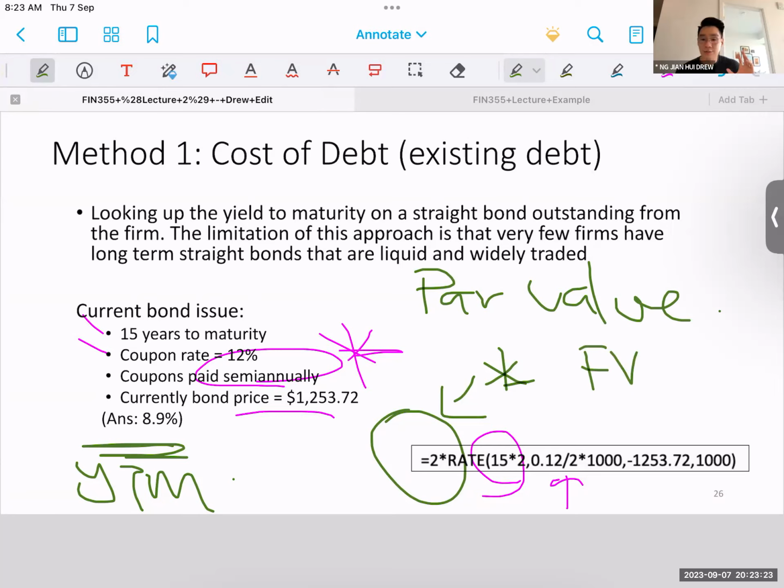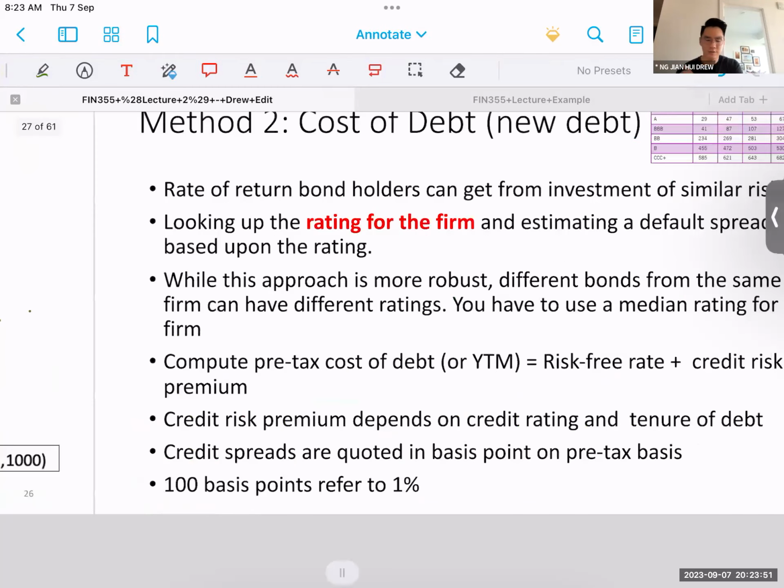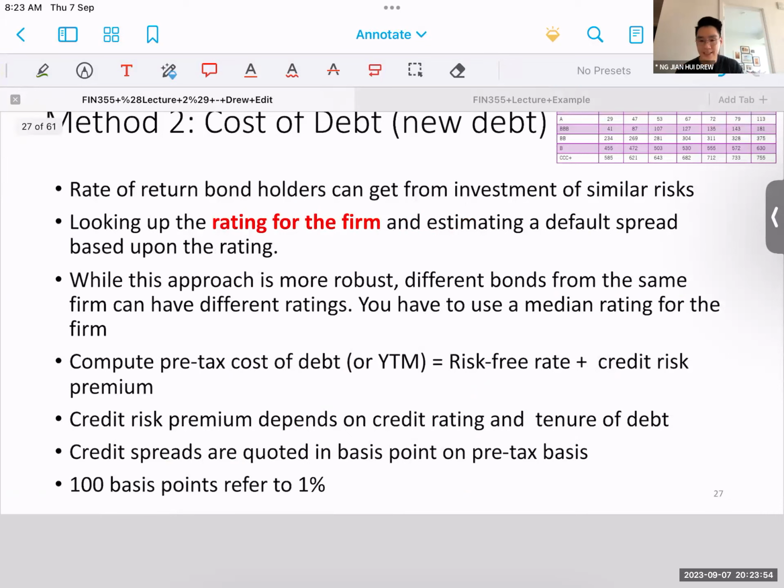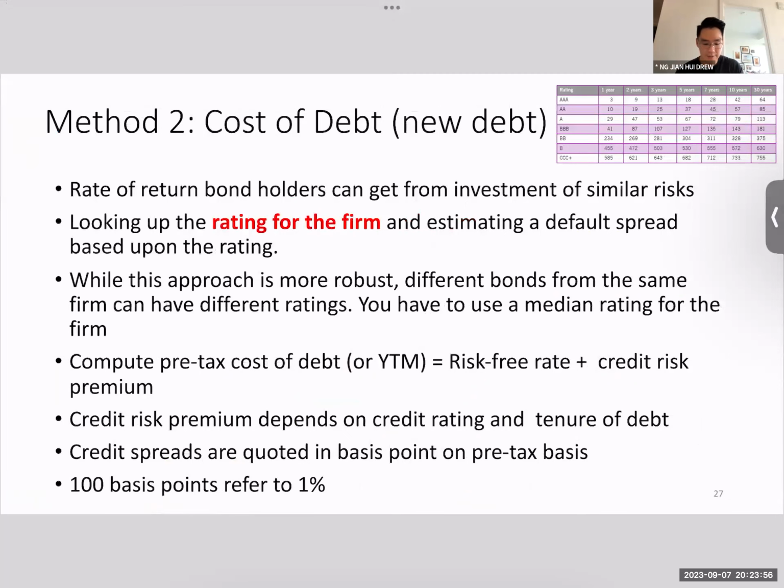But what I'd like to highlight here is this semi-annual component, because most bonds actually pay semi-annual. They don't pay annual. So you always need to consider this: divide by 2, times 2, divide by 2, and times 2. These components are very important to consider. So this is on existing debt, debt that has already been present in the company, which is what you saw just now in the FactSet screenshot.